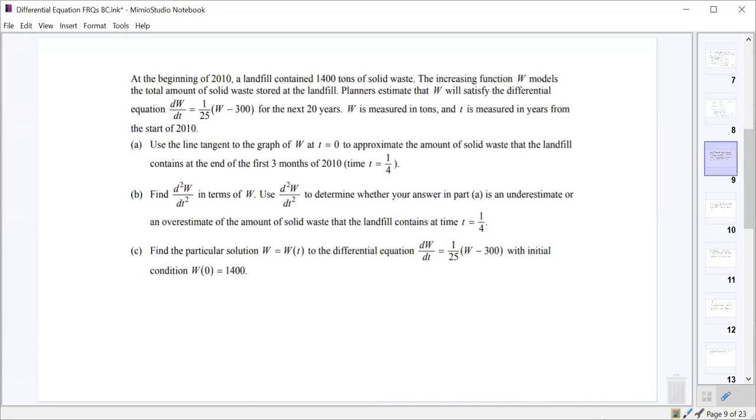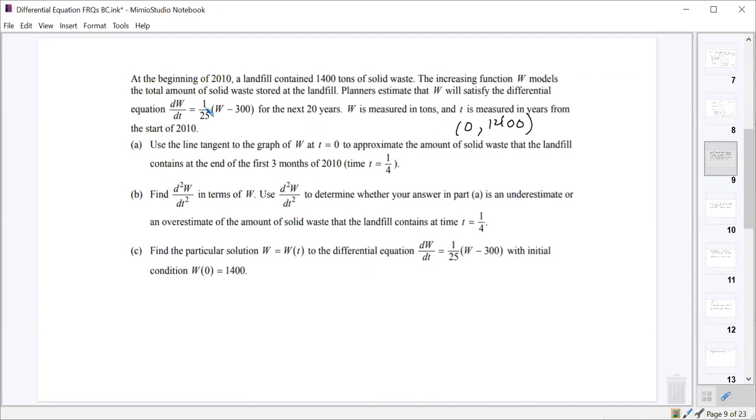All right. This one is very, very similar to the last one. So using the line tangent to the graph of W at t equals 0, we want to approximate the value at t equals 1/4, after 3 months. To use a tangent line, we need to write the tangent line equation, which means we need a point, which we have. The point should be (0, 1400). And we need a slope.